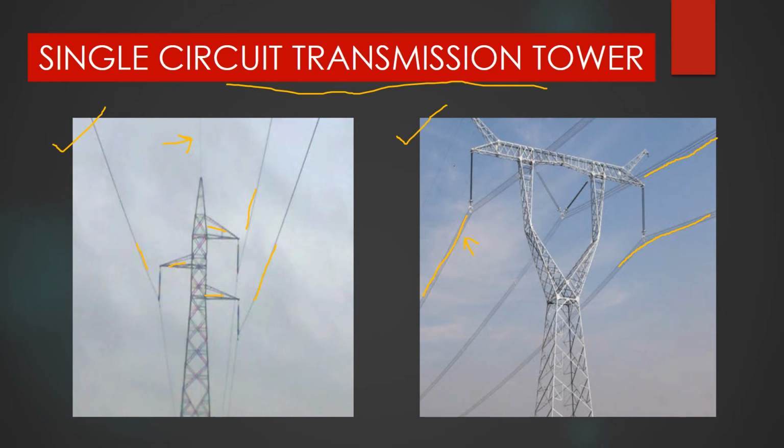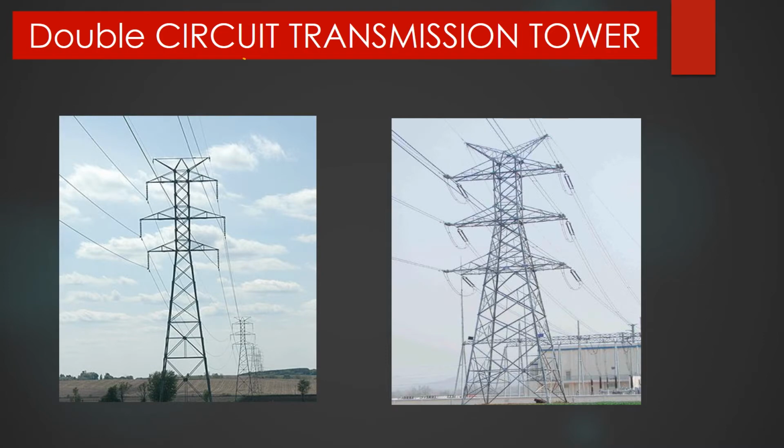So the three phases, 1, 2 and 3, or you can say ABC phases, are being supplied with the help of a single circuit transmission tower. Also, you will be able to see the earth wire which would be running. Moving on to the double circuit transmission tower.